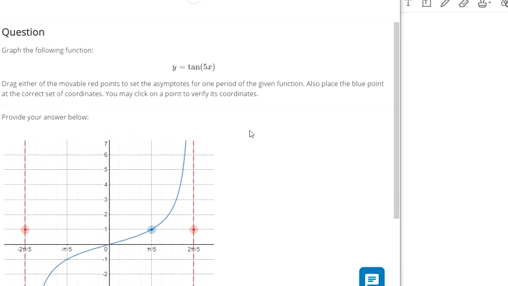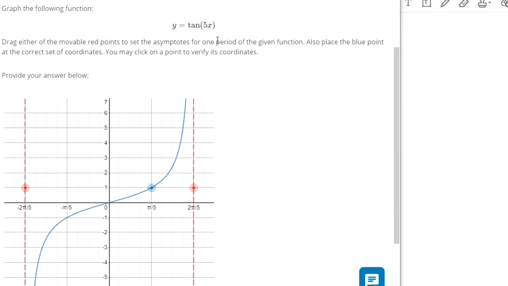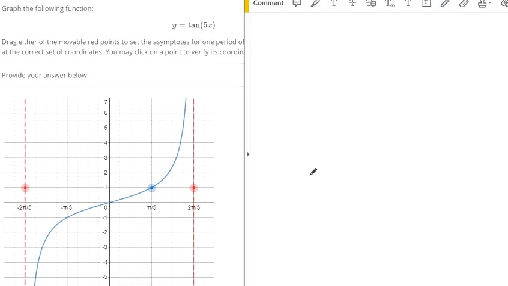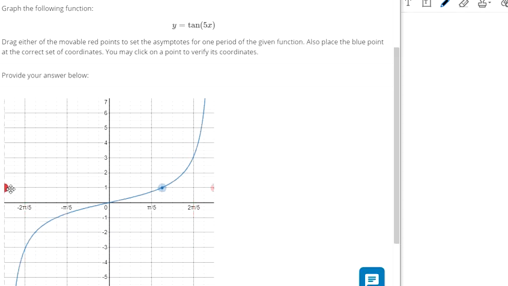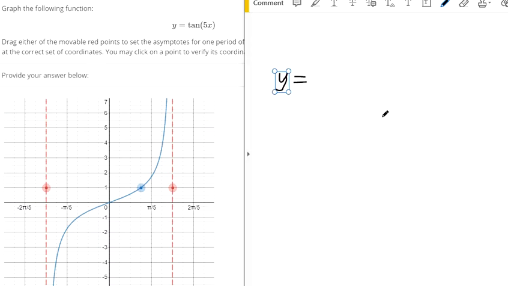So if we need to graph y equals tangent of 5x, you'll want to think about the key characteristics of the graph. So one thing is the asymptotes. Like these are the asymptotes you can drag around in Newton.